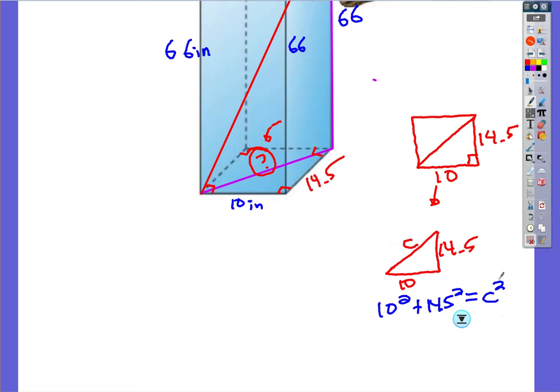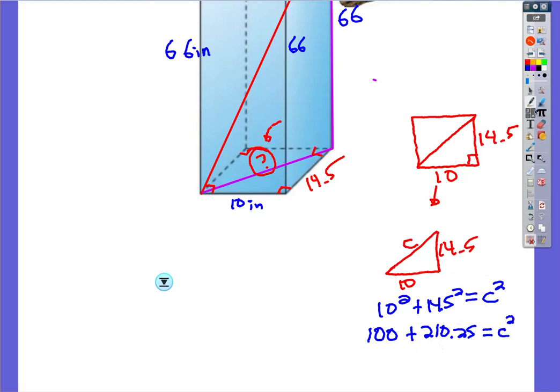And we just go to town on it just like we did the previous problem. So go ahead and evaluate all these. I'll be moving along a little quickly, but if you want to pause the video and follow along calculation-wise, feel free to do so. But we got 10 squared is equal to 100 plus 14.5 squared. That'll be equal to 210.25, and that'll be equal to c squared.